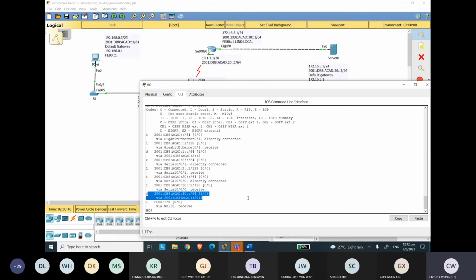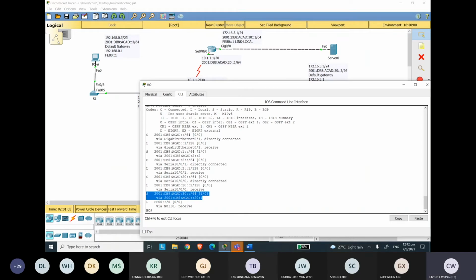Copy this one to G first. What non-directly connected routes are shown in the routing table? So there are two. This one, this one, and this one. Okay, copy this into your G. Okay, all right. Now, are you all copying already?